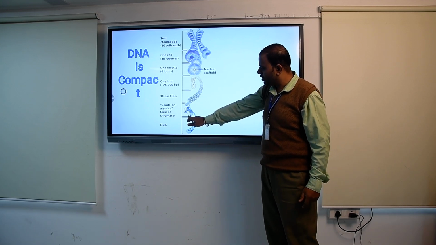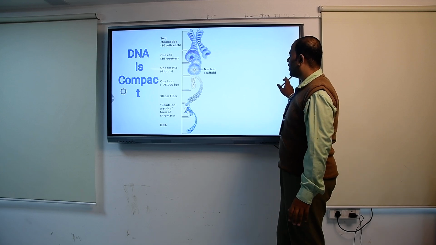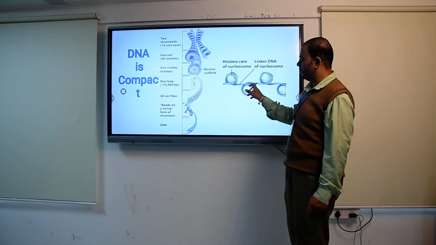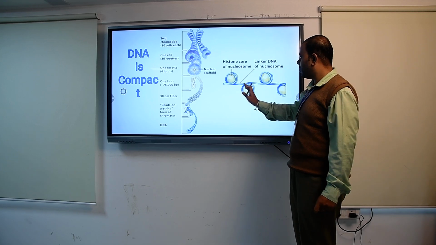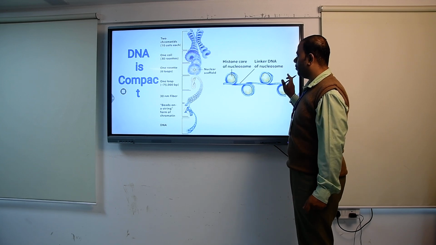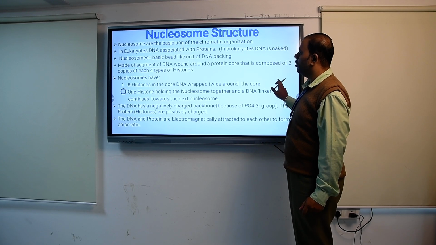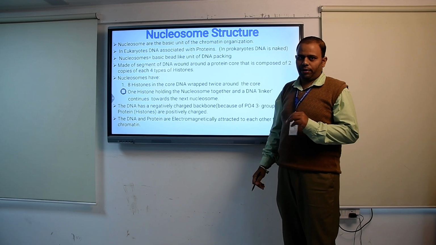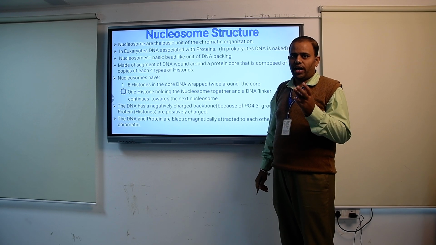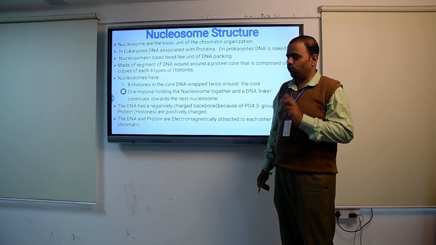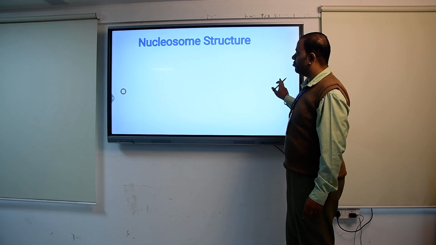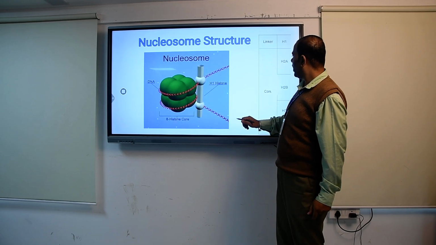So now let us see how this histone protein packing takes place. At the basic level, you can see the beads-on-a-string fashion. This is aligned like this. So the histone protein is of 4 types. Okay, H1, H2A, H2B, H3, H4. Out of that, in this structure, I will show you. You can see there are different structures.